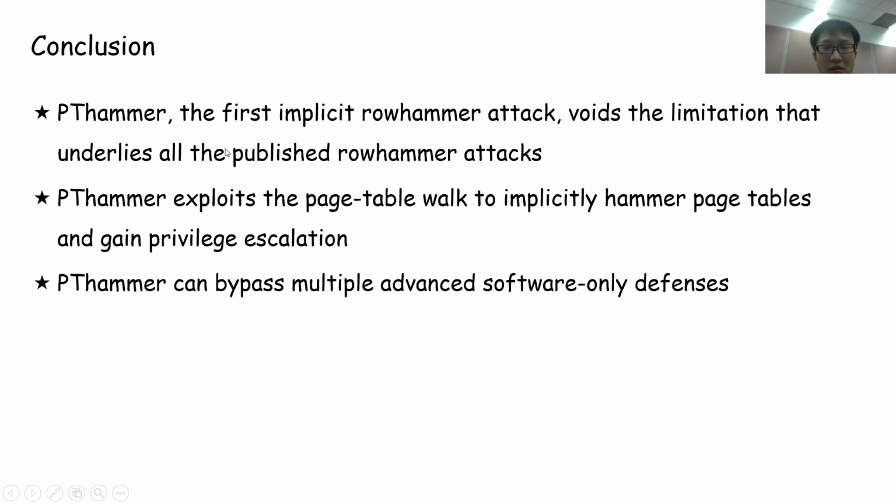So here is the conclusion. We have 3 takeaways. Firstly, PThammer, the first implicit Rowhammer attack, voids the limitation that underlies all the published Rowhammer attacks. Secondly, PThammer exploits the page table walk to implicitly hammer level 1 page table entries and gain privilege escalation. Last, PThammer bypasses multiple advanced software-only defenses.